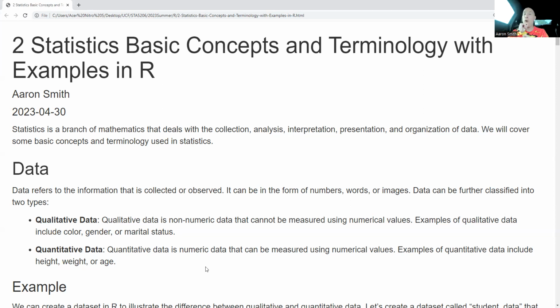Now, here's something to think about. What about something like Social Security numbers? Does it make sense to add Social Security numbers? No, it doesn't. All right, so even though it's a number, that's actually qualitative data because mathematical operations don't make sense with ID variables.